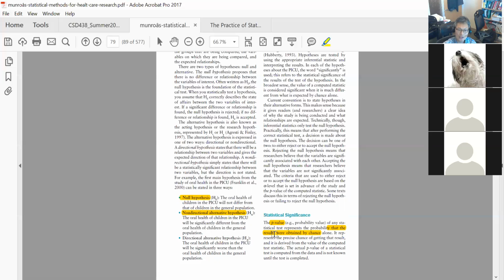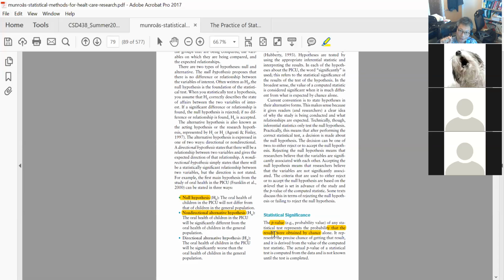So if the probability is getting lower and lower, that means it's not likely to accept your null hypothesis. In other words, there's a higher chance of rejecting the null hypothesis. Rejecting the null hypothesis means we accept the alternative hypothesis. This can be very confusing.